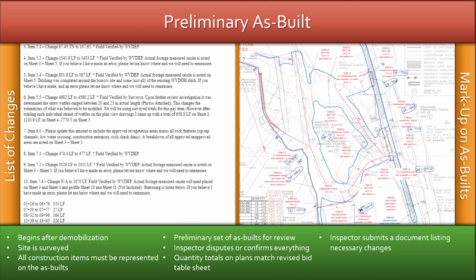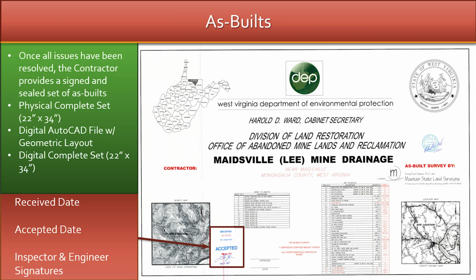These documents can be very short or very long, depending on the diligence of both the inspector and the contractor in keeping accurate notes during construction. The photos shown are an example of how as-builts can be marked up and returned to the contractor for correction. Once all submitted modifications have been addressed, the process of accepting the as-builts begins.